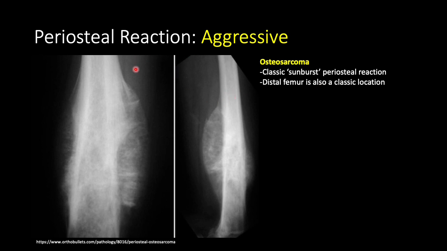Moving on, this is a very classic appearance of aggressive periosteal reaction. We call this a sunburst pattern, where you have these spicules radiating out, like a sunburst. And this was a case of osteosarcoma. This is an AP view, and this is a lateral view, just showing the same case. So that's called sunburst pattern. And this was in the distal femur, so classic location as well for osteosarcoma.